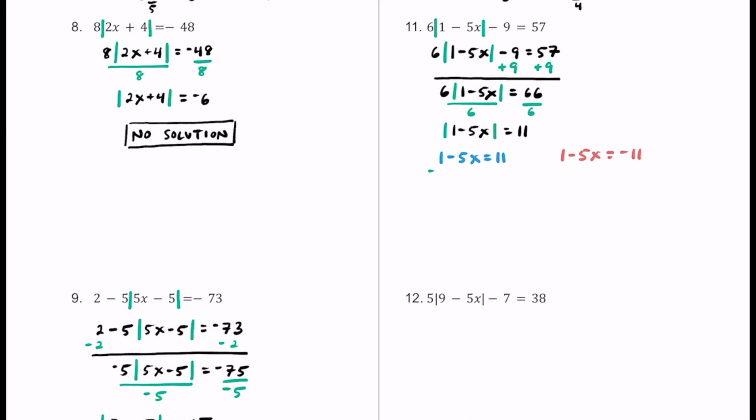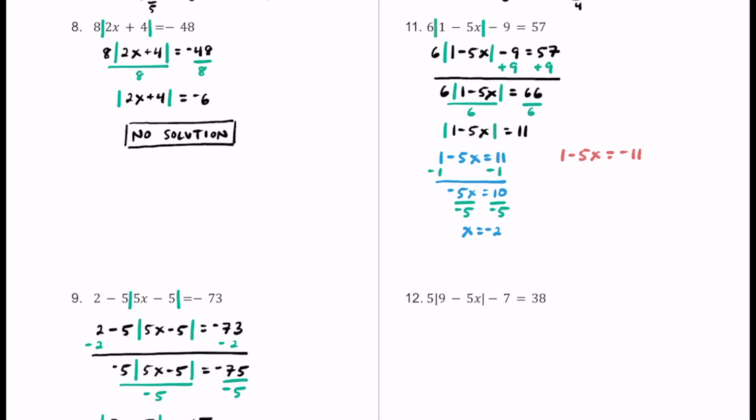For the one on the left, let's solve it by taking away 1 from both sides first. 1 minus 1 on the left is going to be 0. So we're going to have negative 5x is equal to 10. And then we're going to go ahead and divide both sides by negative 5. And if we do that, we find that x is equal to negative 2.